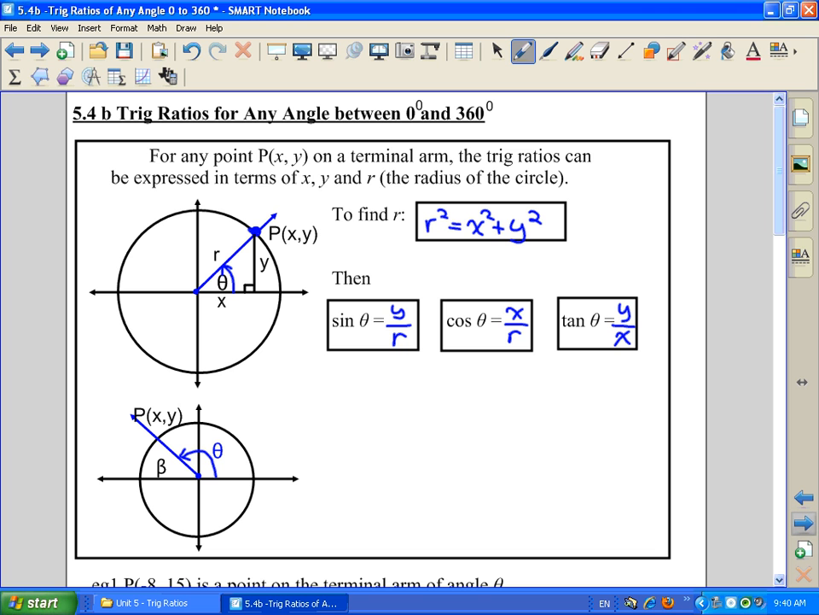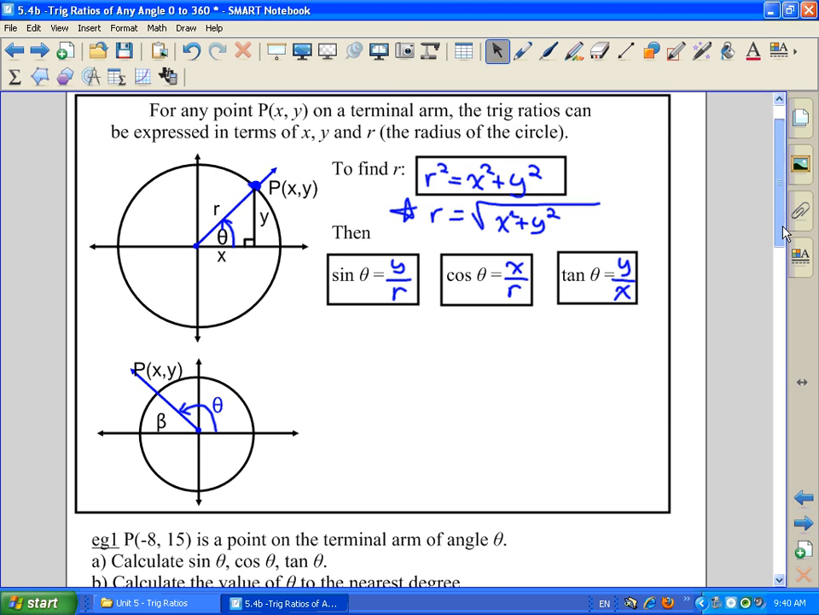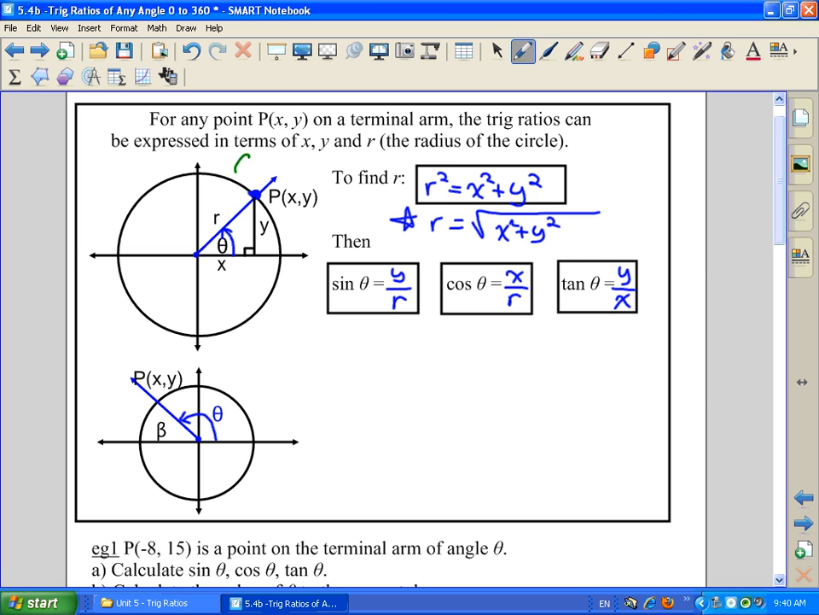So if you're given a point, ladies and gentlemen, you have to find r. And to find r, you take the square root of x squared plus y squared. Awesome. Okay. In quad 1, ladies and gentlemen, so this is in quad 1, remember, in quad 1, the reference angle will equal the principal angle. That only occurs in quad 1.